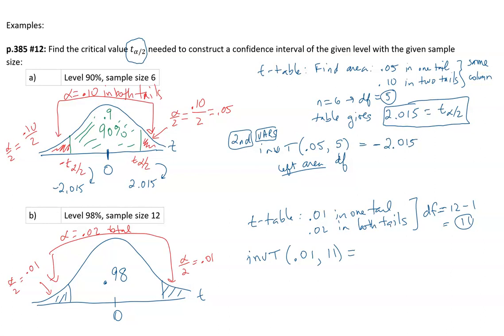And the calculator gives me the negative, again, as always, negative 2.718. The t-table would give me positive 2.718, right? So it's the same number, just positive versus negative, and that's exactly these two numbers on the horizontal axis. Positive T alpha over 2 is 2.718, and negative T alpha over 2 is negative 2.718.